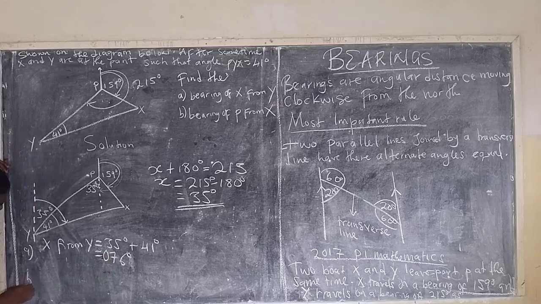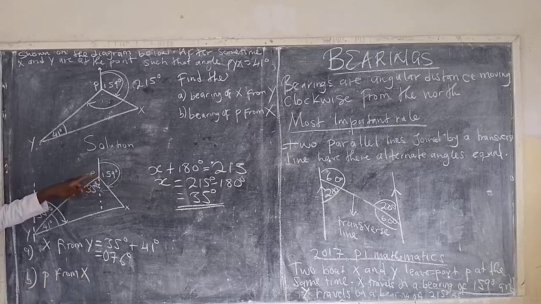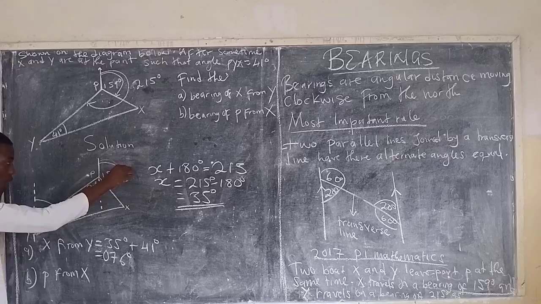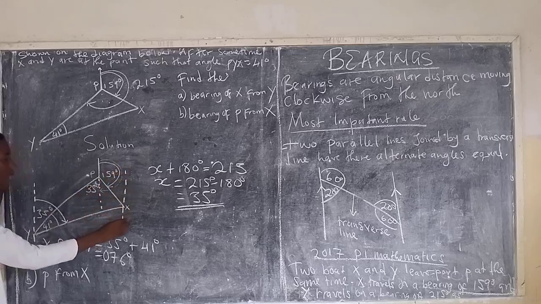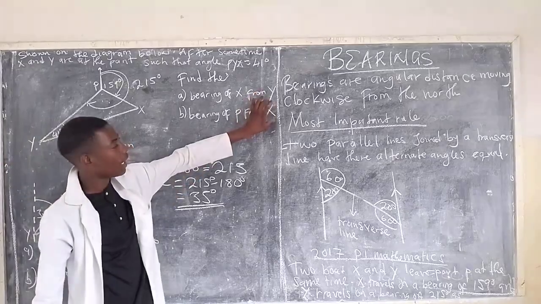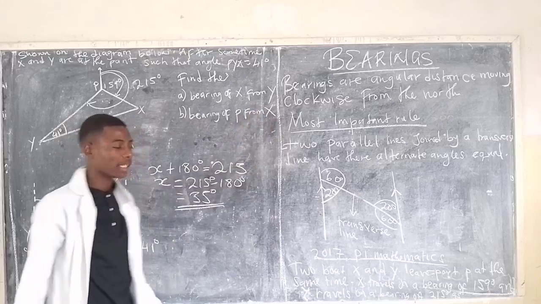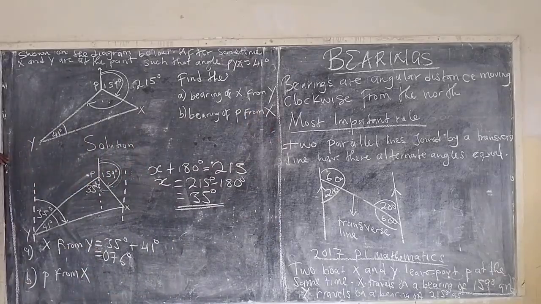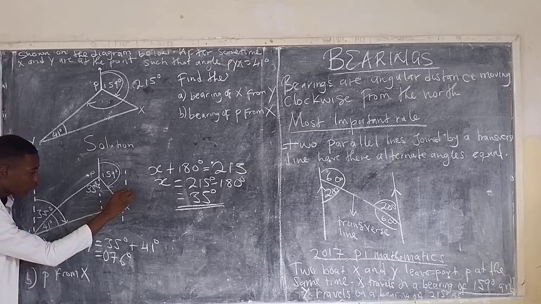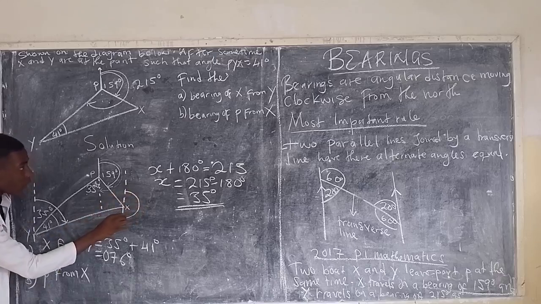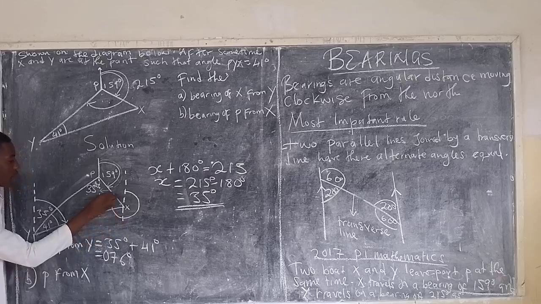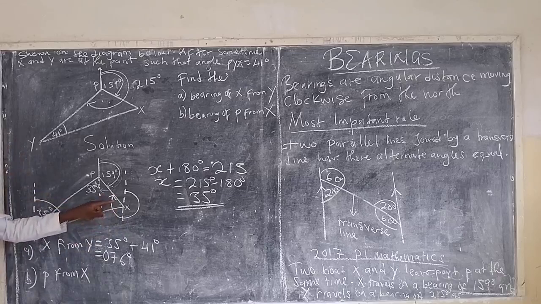Then going to B, we have been told to find the bearing of P from X. So for P from X, we are going to draw our north on where X is. Remember, we always draw our north line with the last letter. So we are going to draw our north like that. Then we are told it should begin from X. Remember, you should always move clockwise. So we are going to begin from this point until we meet the first letter mentioned, which is P. So we are going to end here.